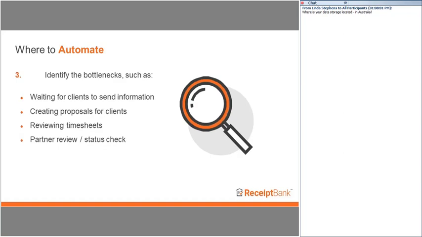This is a step towards identifying the bottlenecks. So once you've identified the gaps, it will help you think about why do those gaps exist and what are the bottlenecks that are causing those gaps. So for example, it might be waiting for clients to send information over. This is a big one we often hear. It might be creating proposals for clients and actually getting a relationship kicked off, reviewing timesheets, status checking, reconciliation, whatever it may be. By identifying the gaps, you can then identify the bottlenecks. And once we know the bottlenecks, we can start thinking about how we can solve them.